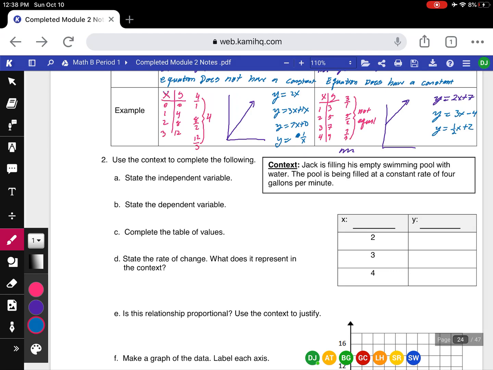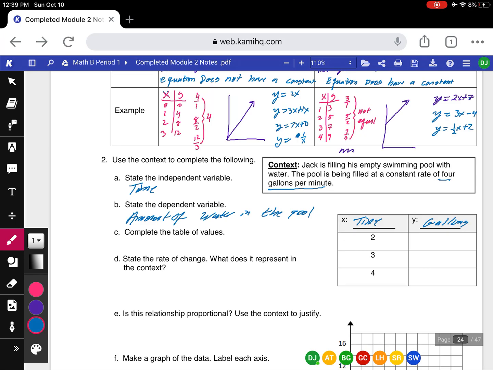So it says Jack is filling up an empty swimming pool with water. The pool is being filled at a constant rate of 4 gallons per minute. So state the independent variable. Well, anytime time is involved, it's usually going to be the independent variable. And what is dependent on time is the amount of water in the pool, where x is time and y is gallons.